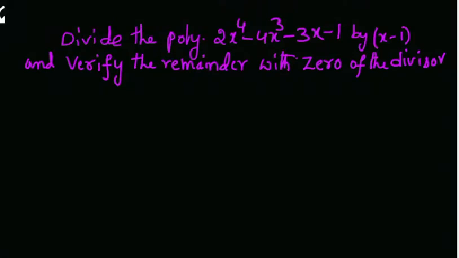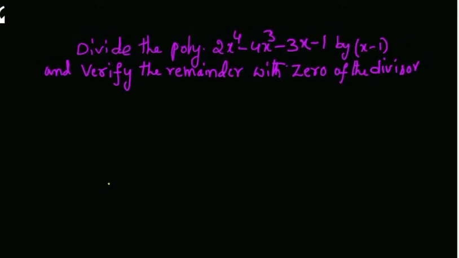Here, see one more example. Divide the polynomial 2x power 4 minus 4x cube minus 3x minus 1 by the binomial x minus 1. And here it asks to verify the remainder with the 0 of the divisor. We have to calculate the 0 of the divisor and verify the remainder. So already we know how to do this process.